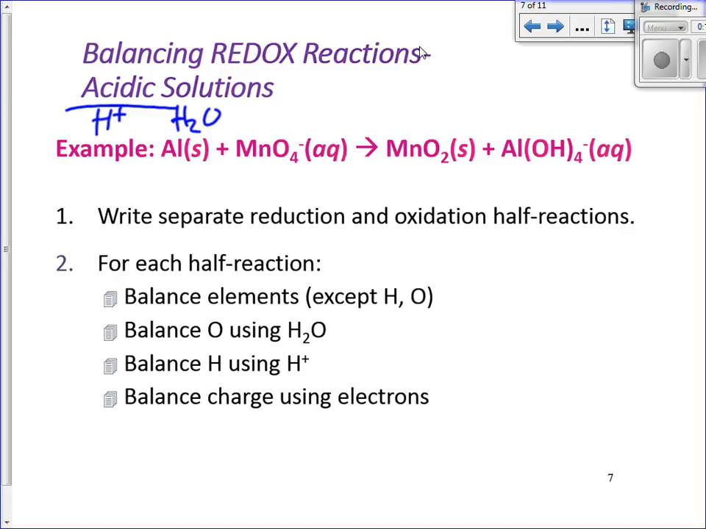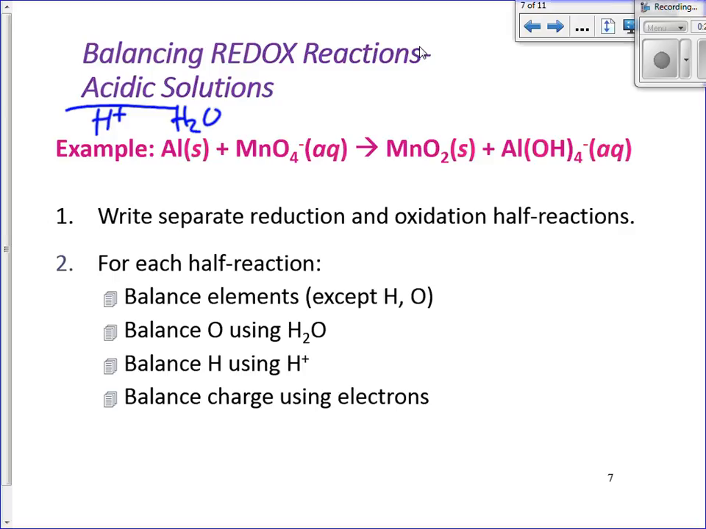So after we have balanced our regular atoms besides H and O, then we balance the O's using waters. And then because the waters are going to throw off the H's, you're going to put H pluses on the other side to balance out the new H's that you added through the water. After that is done, you're going to look at the charges and figure out the electrons. Okay? So you're going to balance charge, and you're going to do it through electrons.